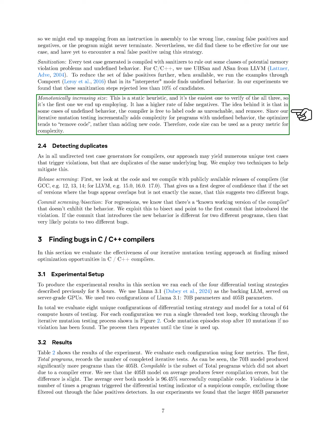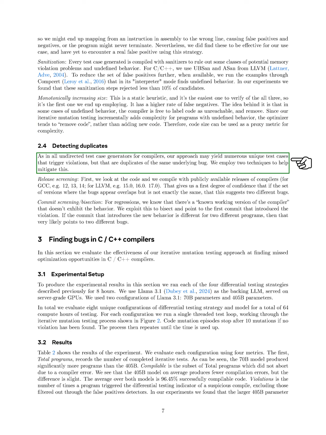We also use a static heuristic called monotonically increasing size, which is the easiest to verify. This method has a higher rate of false negatives. The idea is that compilers may label some code as unreachable and remove it, especially in cases of undefined behavior. Since our mutation testing adds complexity incrementally, the optimizer tends to remove code rather than add it, allowing us to use code size as a proxy for complexity.